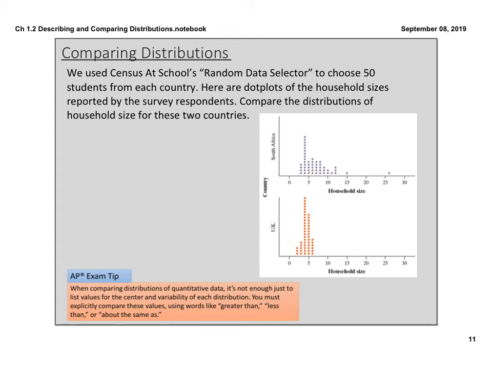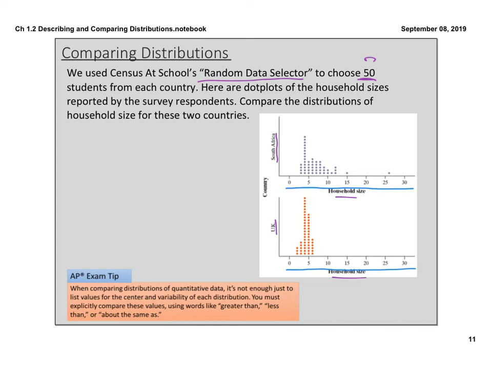All right, so now let's talk about comparing two different distributions. When it says we used Census At School's random data selector to choose 50, there's your n, students from each country. Here are the dot plots of the household sizes reported by the survey respondents. Compare the distributions of the household size for these two countries. So we're looking at the United Kingdom and we're looking at South Africa, and this is the household size of 50 randomly selected students. Okay. You see two dot plots. One thing to take note of, when you look at those dot plots, the x-axis is the same.